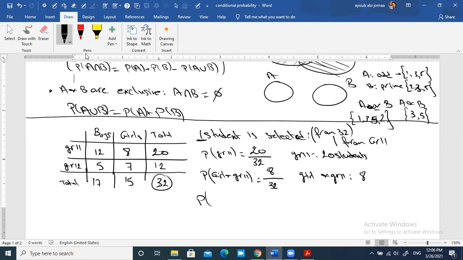Now you know what the mistake is, and you know why I'm not simplifying, for one reason. Let's look at something small. What you have to understand, Omar, is that the student is a girl and in grade 11, so I'm still taking from the 32. The number of students that are girls and from grade 11 is 8, over the total, because I'm still making a selection from the total.